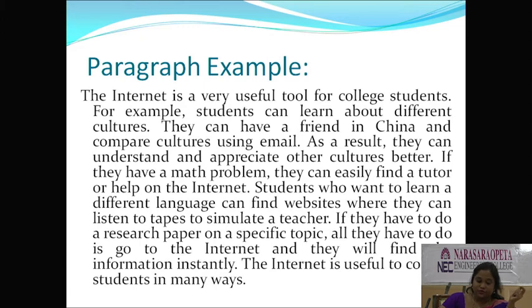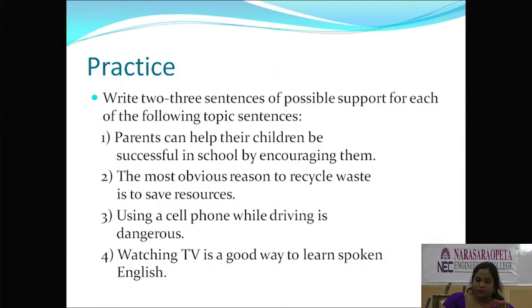The internet is useful to college students in many ways. See, the paragraph is very simple. First, the subject is about the internet, how the internet started, how the internet is useful for students. Where can the students use the internet? The examples of making use of the teacher and making use of the lessons here, and how that is useful. This is how you are going to conclude a paragraph.